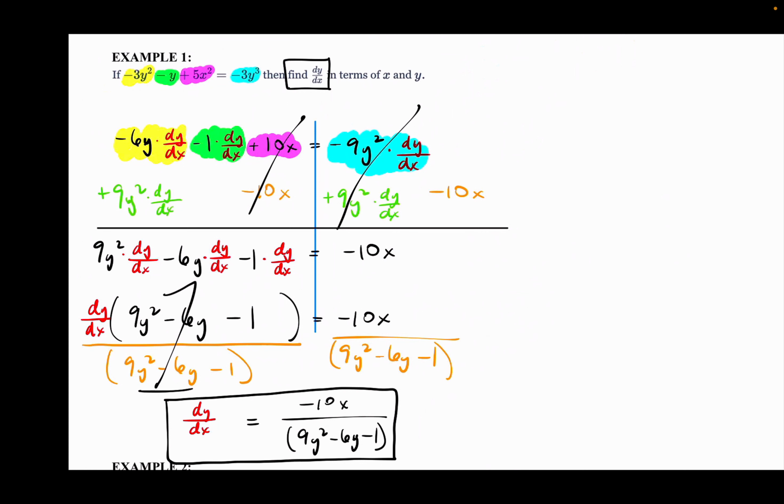So the only difference between what we've done in the past and what we're doing today is, first of all, the tags. If it's not x, give it a tag, dy over dx, whatever the letters are. Today, it's just going to be x's and y's. And then get dy dx by itself. All right, let's look at the next one.